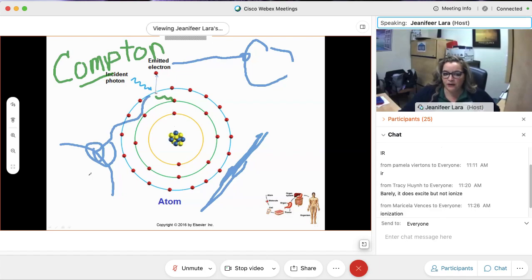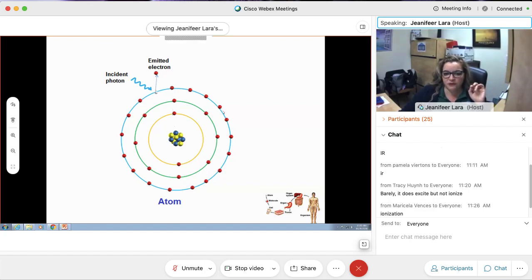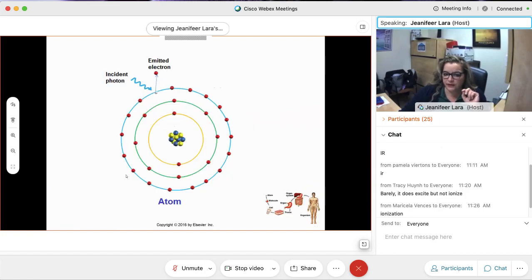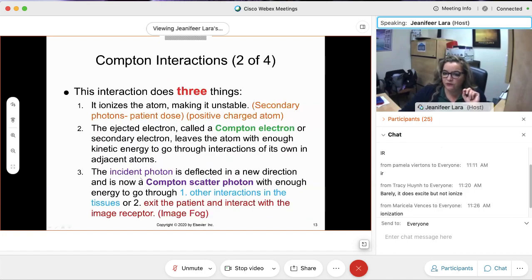So these byproducts, whether we're talking about the patient, the interactions with other tissue, exiting the fog, contributing to the patient dose, or contributing to the occupational worker, all of that started with one incident photon. Does everyone understand that? And that incident photon collided with a middle or outer shell electron. Make sense? So all of these are considered byproducts of that interaction.